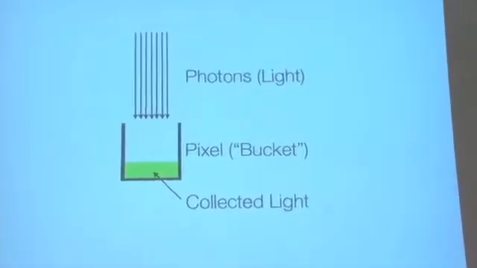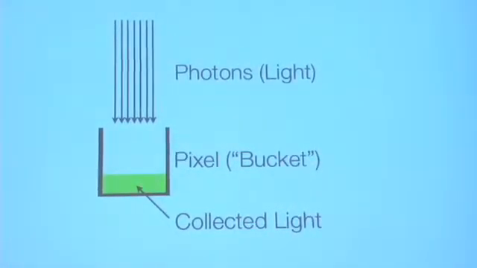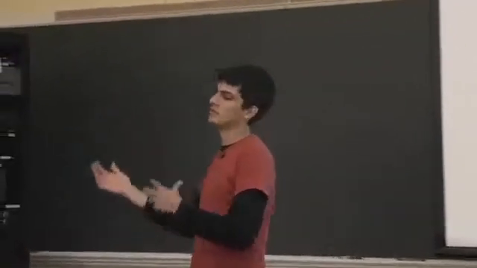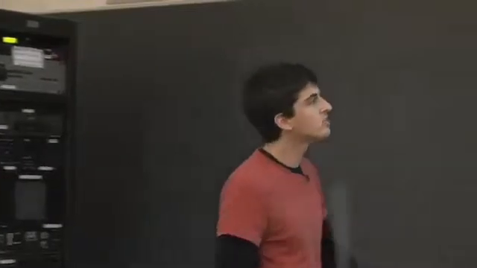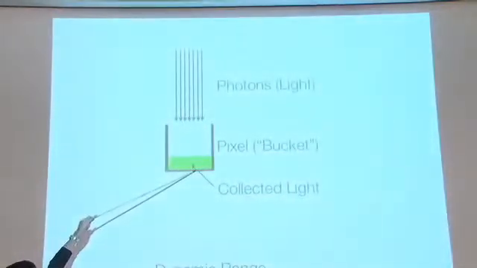And these buckets collect light. In this analogy, you can think of it as rainwater. As rain falls onto these buckets, we're collecting the rain, and then after we're done, we measure the amount of rain in each of these buckets, and that helps us figure out how much light there actually is. So as photons come in, it fills this bucket with collected light. And there's sort of a minimum amount.